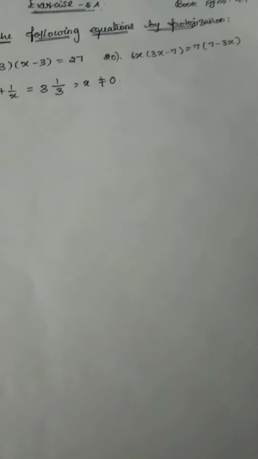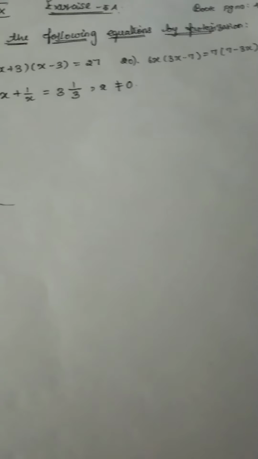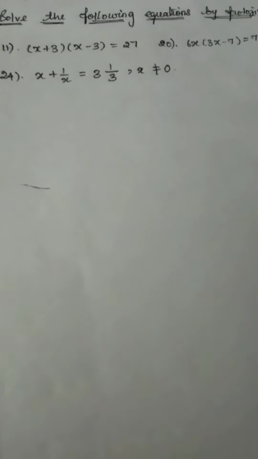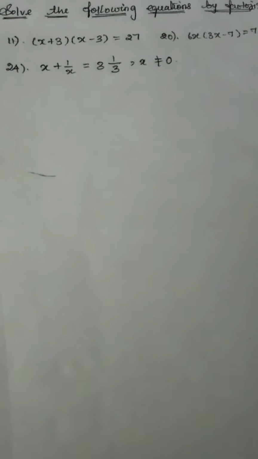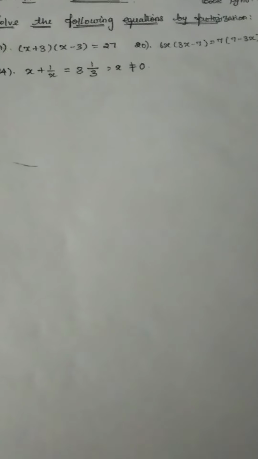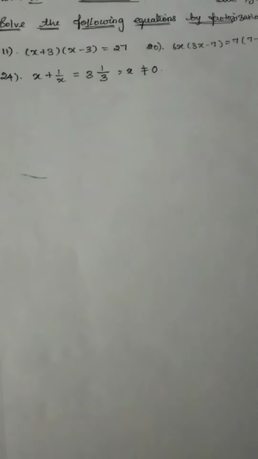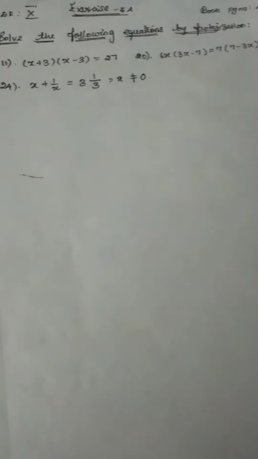Then, if it is quadratic, we can use the factorization method to solve it. And look at this 24th problem. The 24th problem also: x plus 1 by x is equal to 3 1 by 3, right? This problem also is not given in the form of a quadratic. So if any problem is given in this form, the initial step, children, you have to remember, is that first we want to solve the problem completely. Then only we apply the procedure for factorization, if the final form is a quadratic, right?